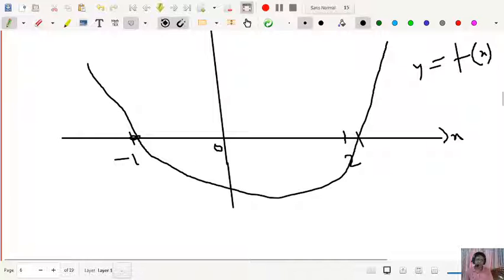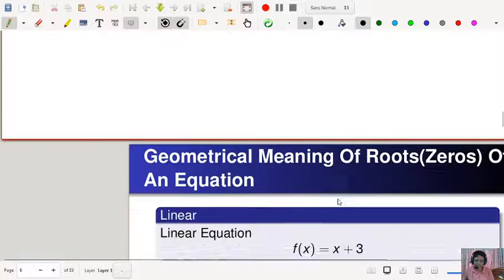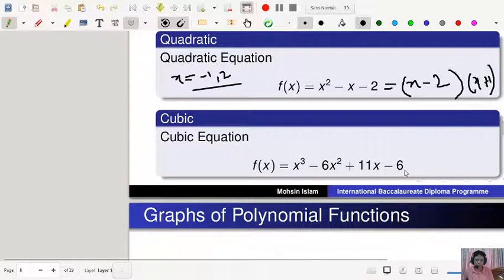So it has two zeros. One is minus 1, another one is 2. So the parabola, or the quadratic polynomial, cuts the x-axis at 2 points, and those 2 points are the zeros of this polynomial. That means zeros give you the values on the x-axis where the curve cuts the x-axis. Am I clear? Next, I will show you the cubic polynomial. Look at the cubic polynomial.